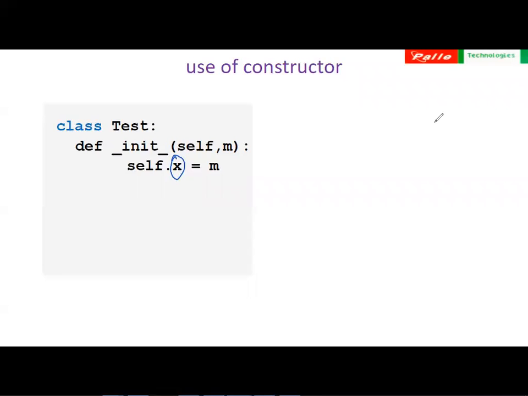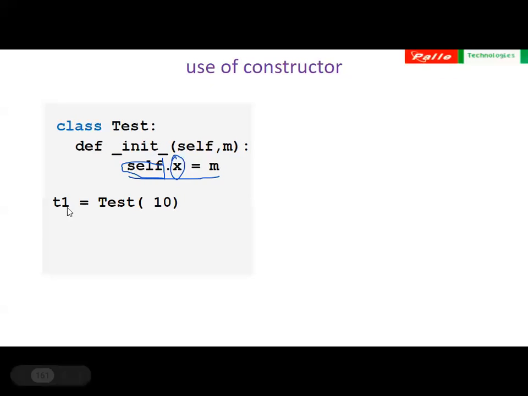When we create a variable inside the constructor, we have to understand what will happen. Remember, self.x is nothing but a variable. This self will have some address, so don't bother about self. Remember x, this x is a variable. Now I'm creating the object: t1 = test. This test has one constructor which has a parameter, so I'm passing one value there. 10 will be stored inside this m. Now when I create this object, what will happen?